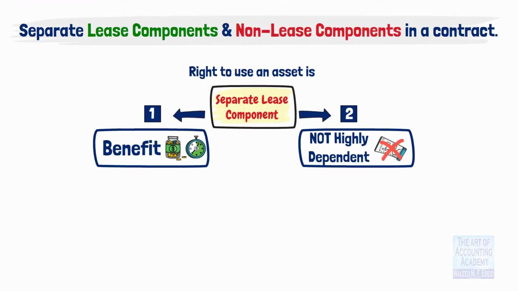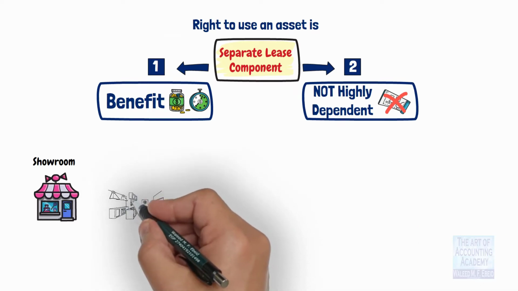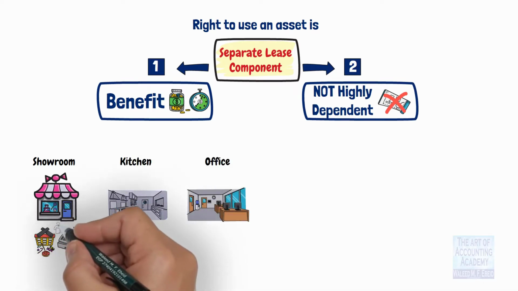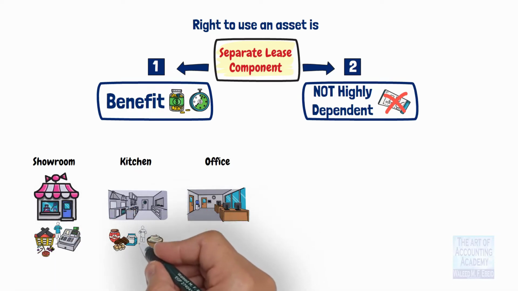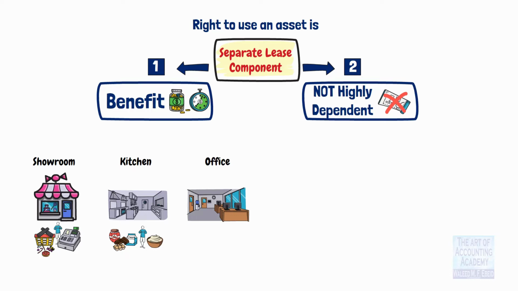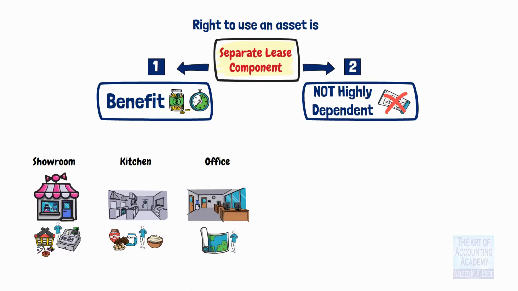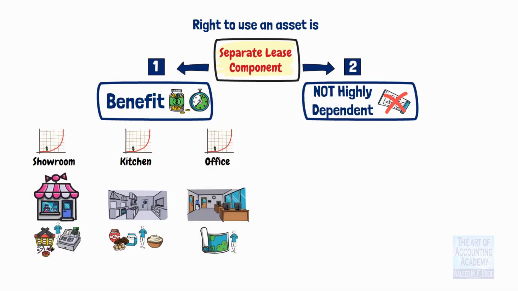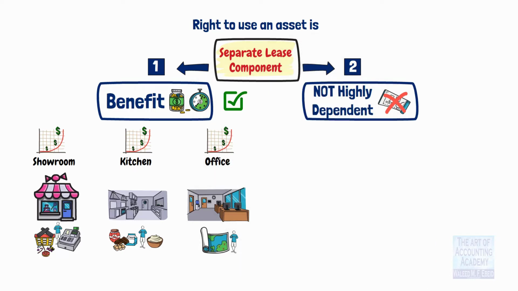Let us apply the two separation criteria. First, the lessee can benefit from using each of the showroom, the kitchen, and the apartment. The showroom is used in selling the lessee's products. The kitchen is used in producing these products. The leased apartment is used by the lessee in managing its business everywhere around the country. Therefore, the lessee can obtain benefits from each of these components, and that satisfies the first criterion.